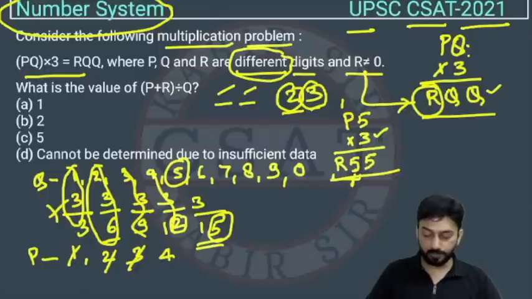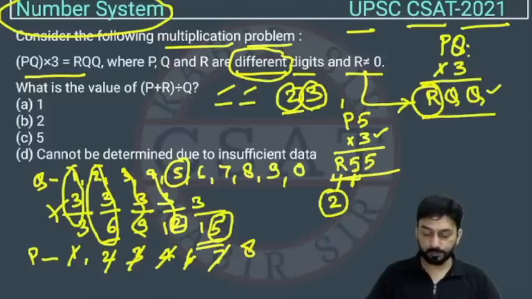5 cannot be because q is already 5. Now 6, right? 6 into 3 is 18 plus 1 is 19, so not possible because the unit digit is 5. Now 7, right? 3 into 7 is 21 plus 1 is 22. This is also not possible. Now 8 into 3 is 24 plus 1 is 25. So the unit digit is 5, so we are getting 25. So r is what? 2, right?